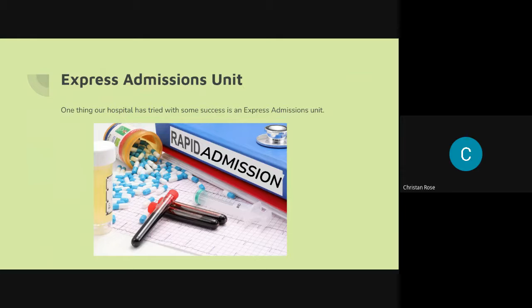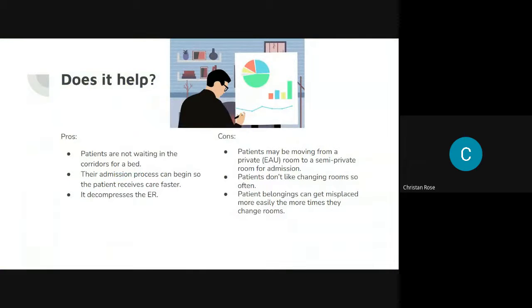Express admissions unit. One thing our hospitals tried with some success is an express admissions unit. We have 12 beds on the 8th floor where the patients go after they receive an admission order to start some of the testing and the processes for admission, instead of sitting in the corridor or the hallways in the patient areas of the waiting room. So does it help? We have had some success with this.